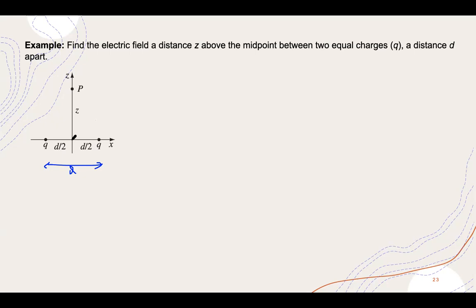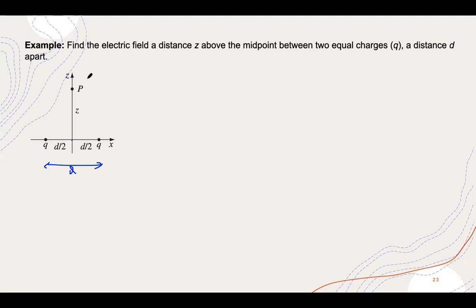So this is the midpoint. If I choose this midpoint, it means the distance from this q to the midpoint is d by 2, and also from this point to the other q is d over 2. Let's suppose this is lying in the x direction, and we want to find this electric field at point P, which is at distance z from this midpoint. Let's suppose this is the z-axis according to our convention.